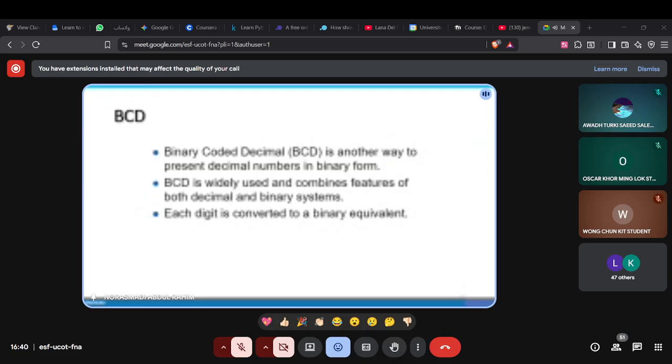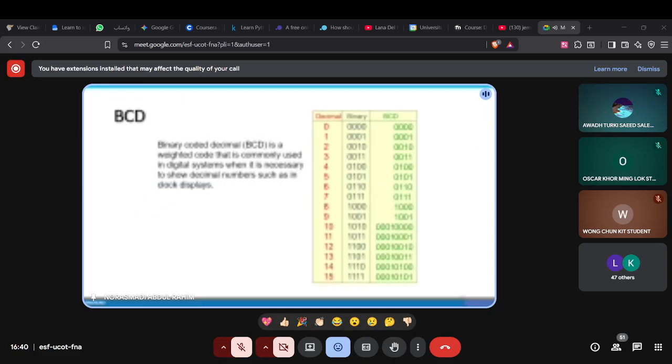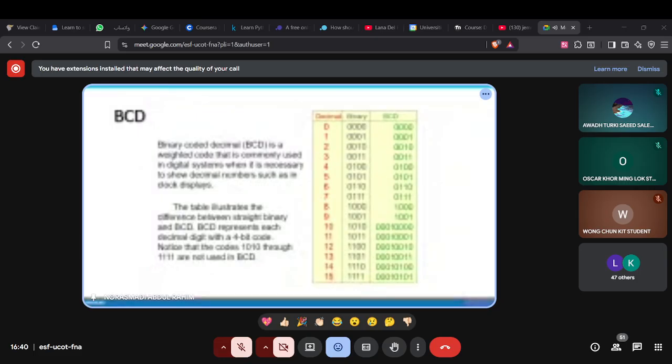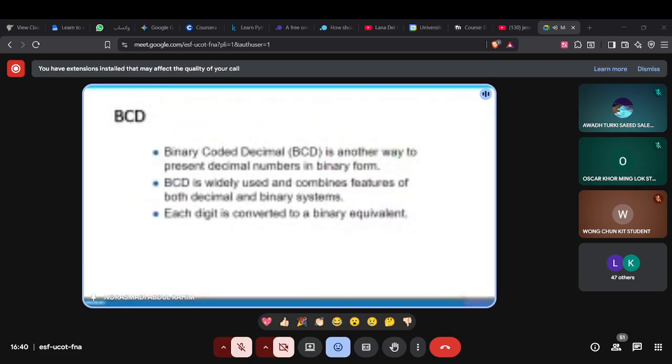We have one more, BCD numbers here. BCD, we call that binary coded decimal, is another way to present decimal number in binary forms. It uses common features of both decimal and binary systems. Each digit is converted to its binary equivalent. So BCD we normally use in the clock. If you want to do a clock system, then we use the BCD number.